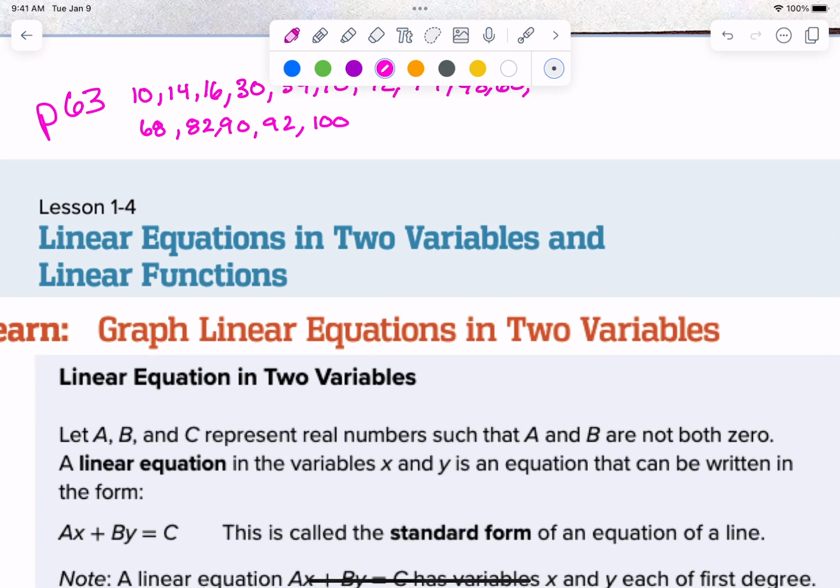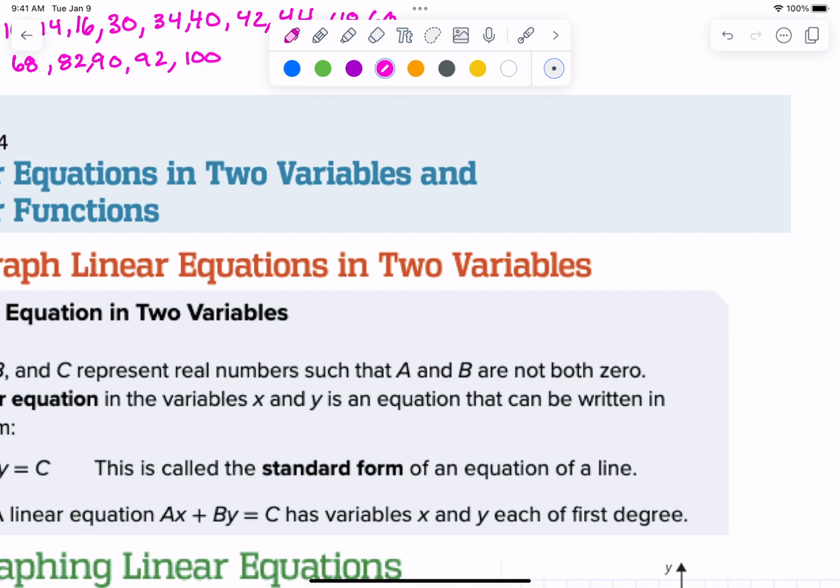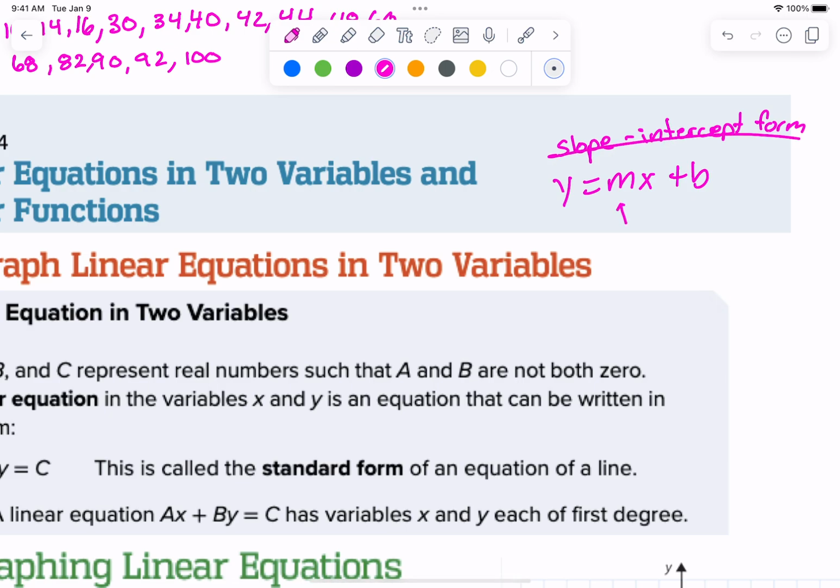Most of the time when we think of a linear equation, we are thinking of y equals mx plus b. Do you know what form that is in? Slope-intercept form, because m is the slope and b is the y-intercept. Slope-intercept form. Y equals mx plus b.